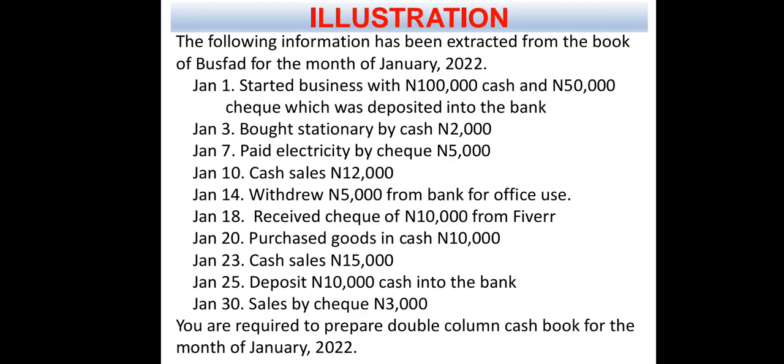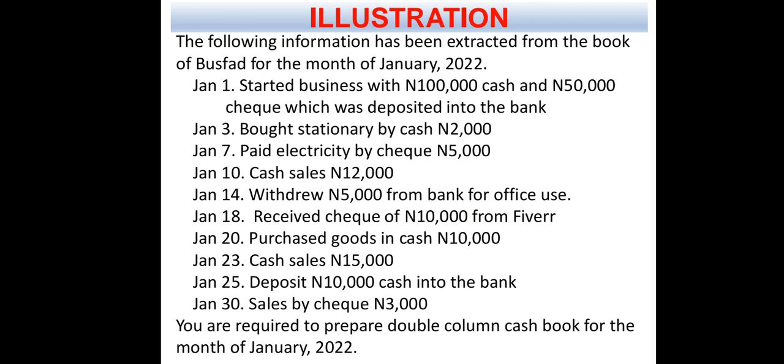The following information has been extracted from the books of Busford for the month of January 2022. On the 1st of January, started business with 100,000 cash and 50,000 check, which was deposited into the bank. January 3, bought stationery by cash, 2,000. January 7, paid electricity by check, 5,000. January 10, cash sales, 12,000 naira. January 14, withdrew 5,000 naira from bank for office use.